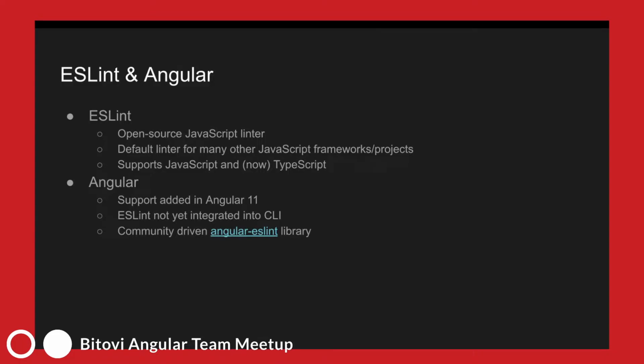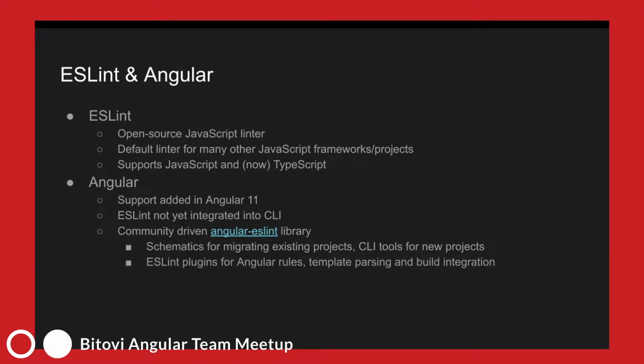And in lieu of that being integrated into the CLI, the Angular team is pushing developers towards a community-driven schematics library called Angular ESLint. And that's how we're going to do all of our migration magic today. This is a really, really cool little project. It has a lot of different schematics for migrating existing projects, and CLI tools for adding ESLint to new projects. This really does take a lot of the headaches of this change off of your plate.